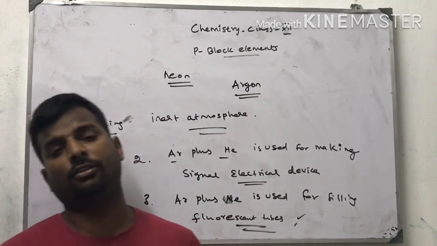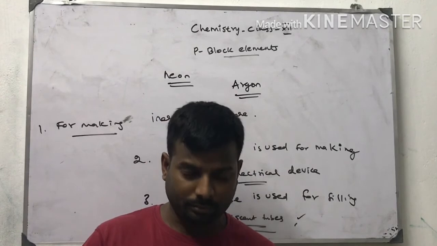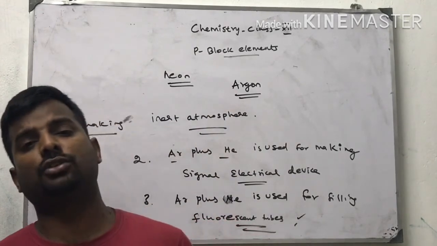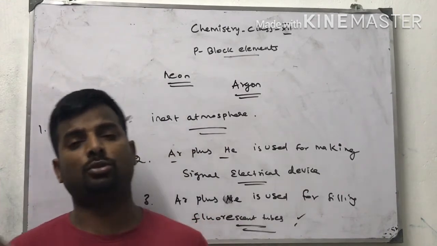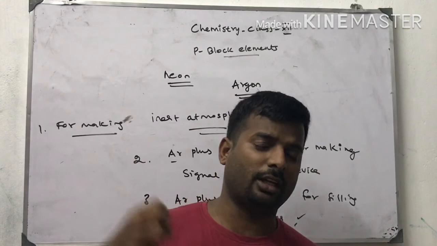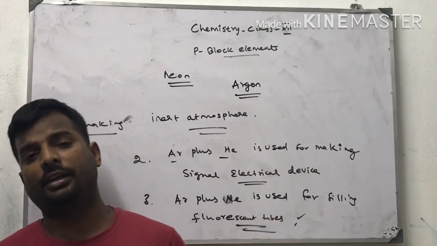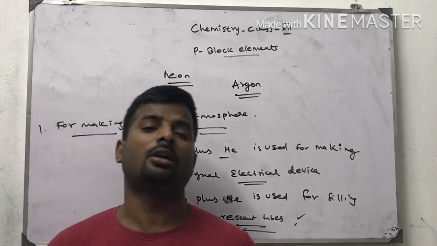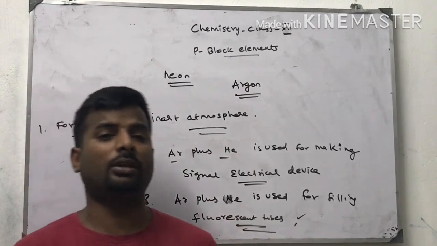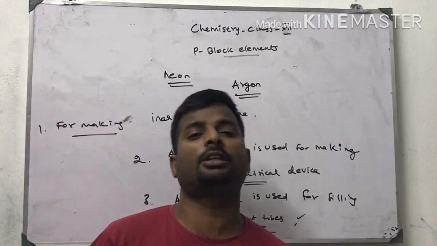Radon is a radioactive element. Radon is used for radiotherapy in cancer. What is radiotherapy? The rays are passed to the affected area, and these rays kill the tumors and finally the tumors are cut and taken out of the body. This is called radiotherapy. Next one is that it is used to check the impurities in steel.